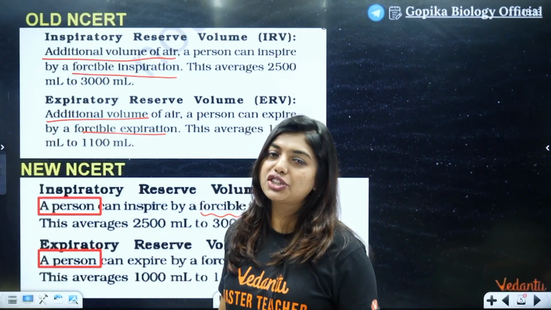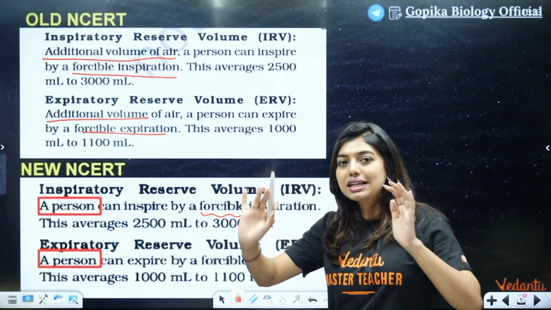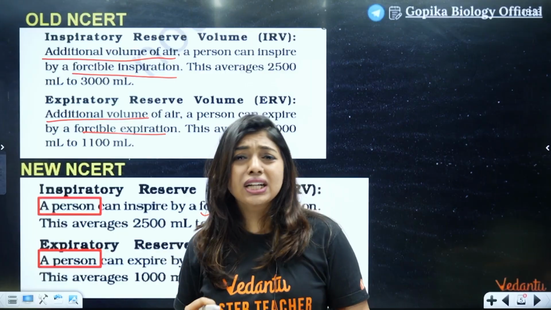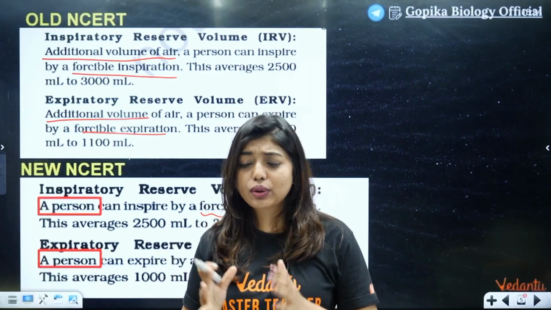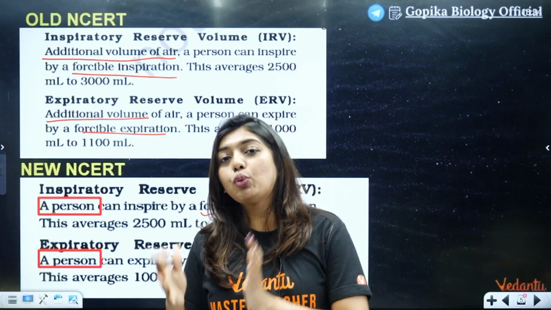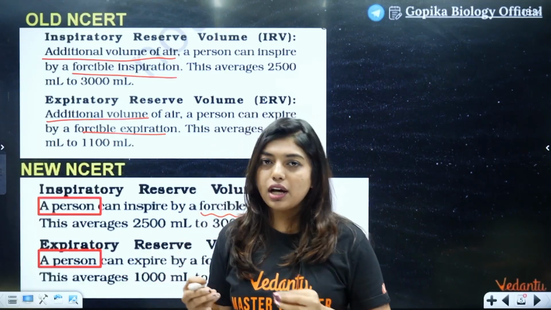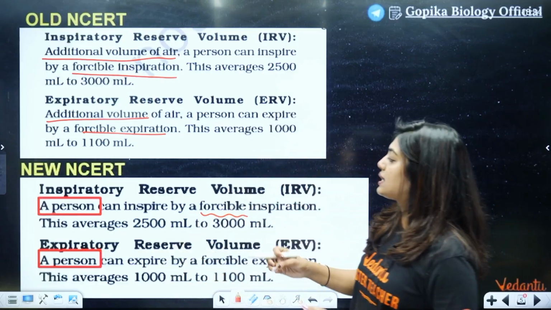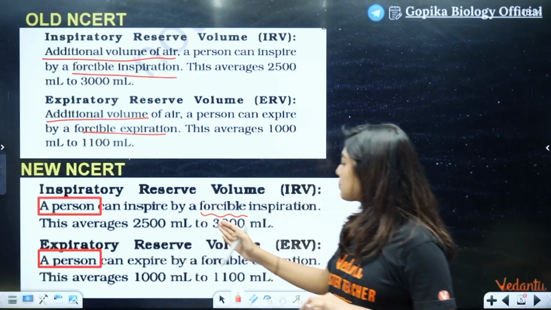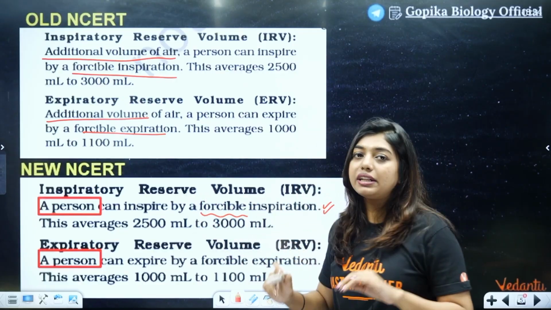Now coming to breathing and exchange, it's still a little controversial. Why? Because the old NCERT has the correct explanation. If you look at any book, the Guyton and Hall textbook 14th edition, or all your MBBS books, it is written that the additional volume of air a person can take after a forcible inspiration is called the IRV. But right now in the new NCERT, they have changed it to the additional volume of air a person can inspire by forcible inspiration. Some people are telling that since forcible is given here, it is correct.